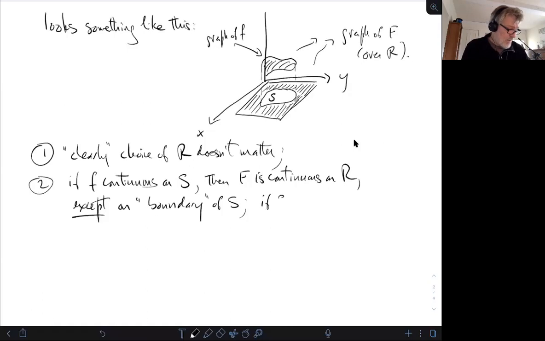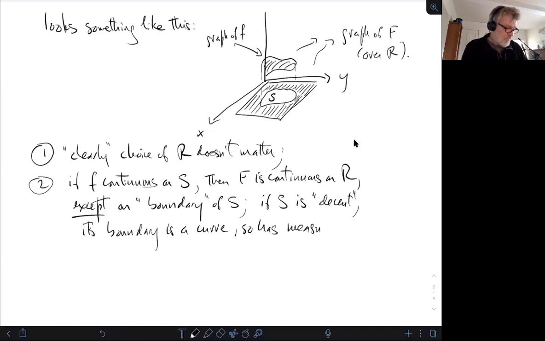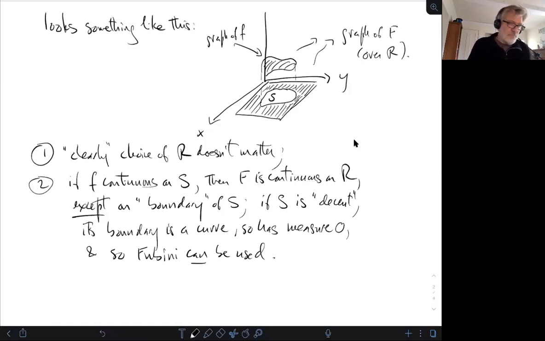Okay, so if S is decent, its boundary is a curve, so has measure 0, and so Fubini can be used. Okay, so it should be safe. It should work out okay for us.